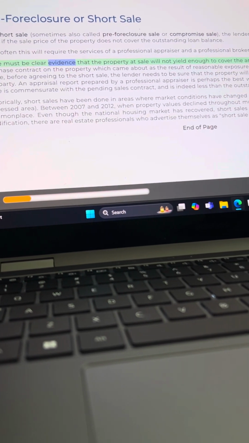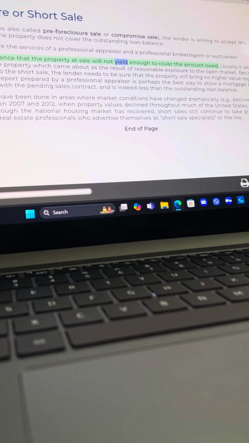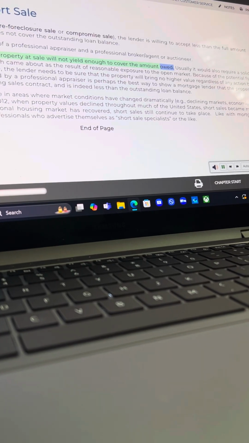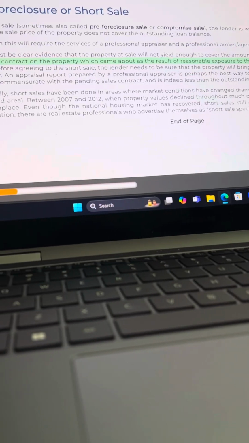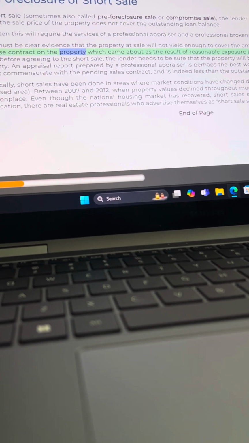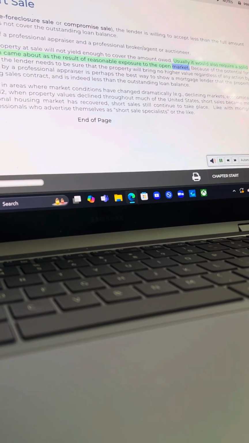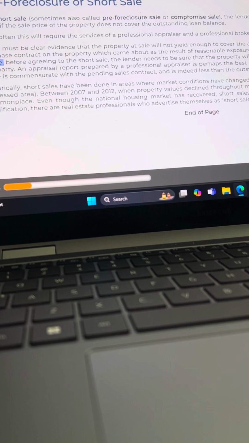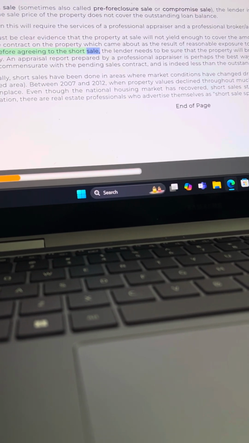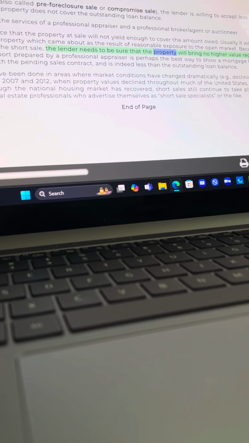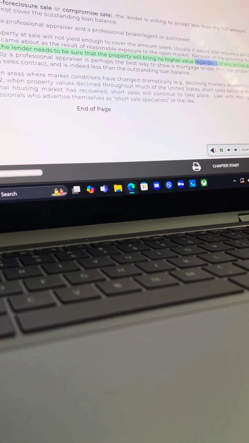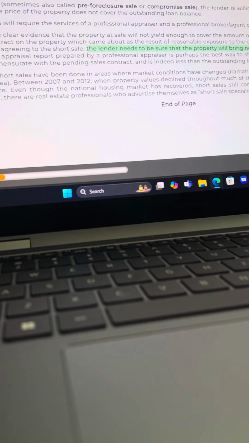There must be clear evidence that the property at sale will not yield enough to cover the amount owed. Usually it would also require a solid purchase contract on the property which came about as the result of reasonable exposure to the open market. Because of the potential for abuse, before agreeing to the short sale, the lender needs to be sure that the property will bring no higher value regardless of any action by any party.